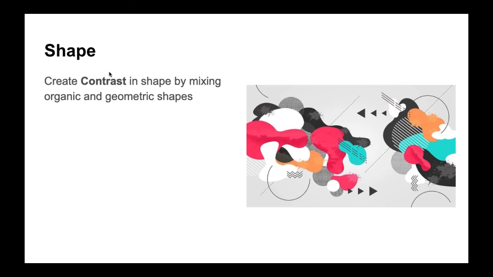If we're using shape, we can create contrast by mixing organic shapes with geometric shapes. So we have a lot of these organic uneven shapes, and then we have some very geometric shapes with straight sides and at least portions of perfect circles.